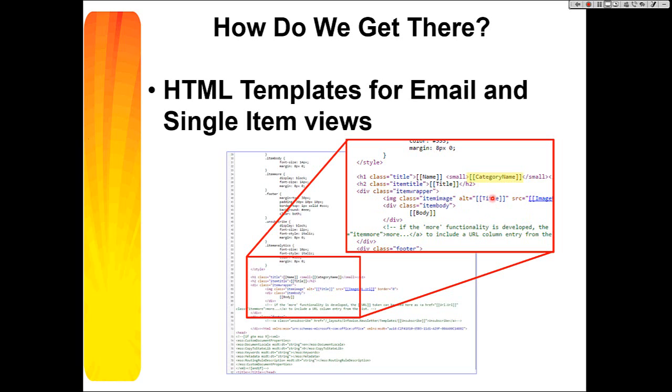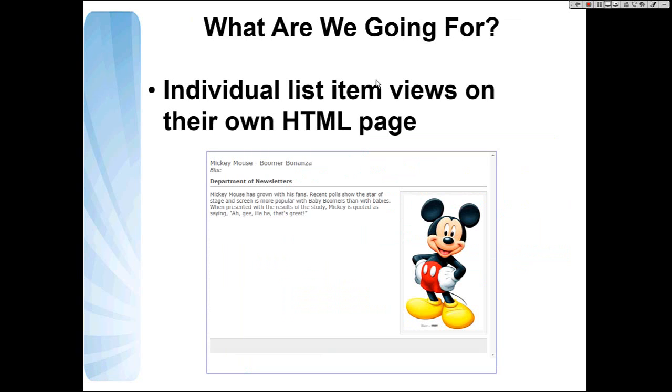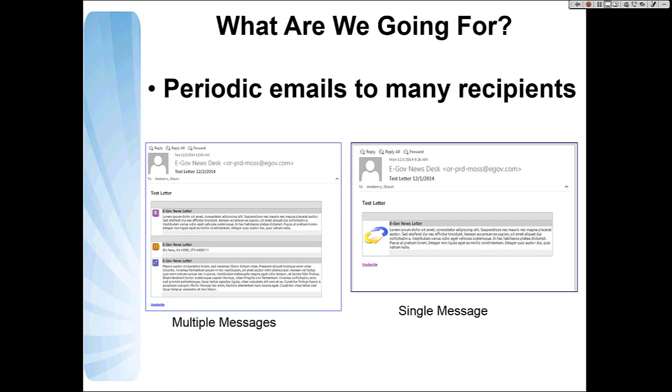But these double bracketed tags are what makes this template bring in the correct column value for this display. And again, this is what drives this kind of a view in your list item view, and what drives emails that get sent out. So everything is really interrelated.